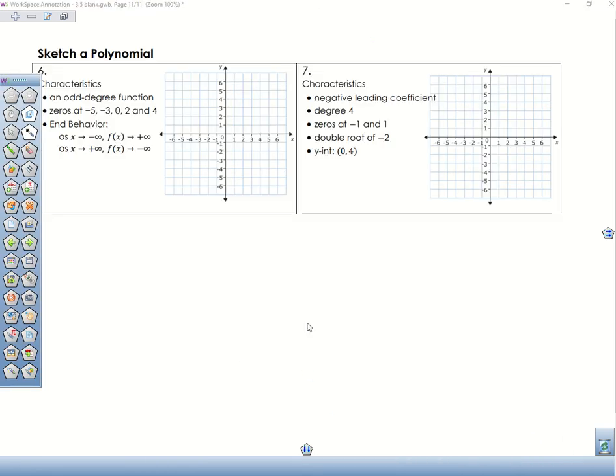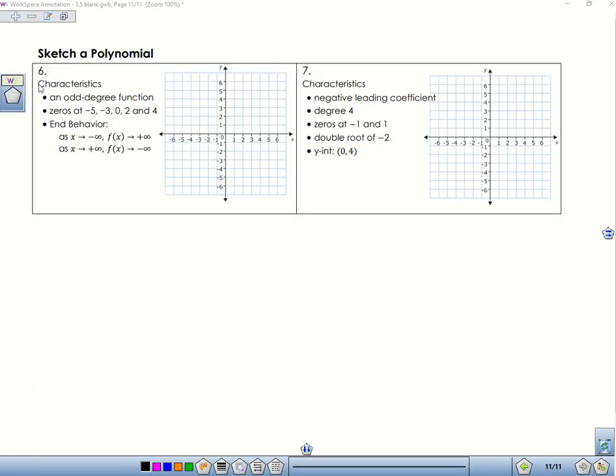All right, and then the last thing that we do in this unit is actually sketching polynomials. So when I say sketch a polynomial, we're not expecting it to be as crisp and perfect as if you put it in a graphing calculator and you know the equation. We're just getting a general idea of what it looks like. So like a rough sketch, all right?